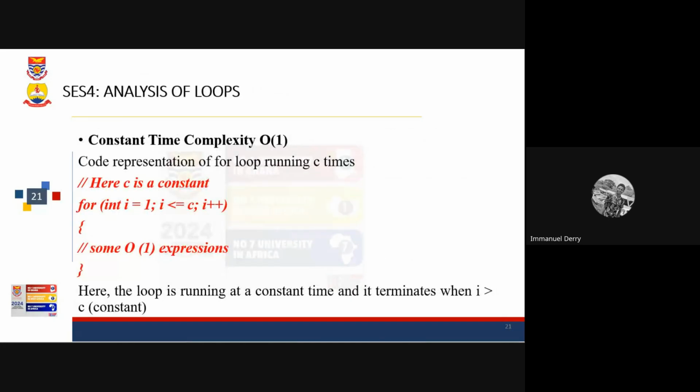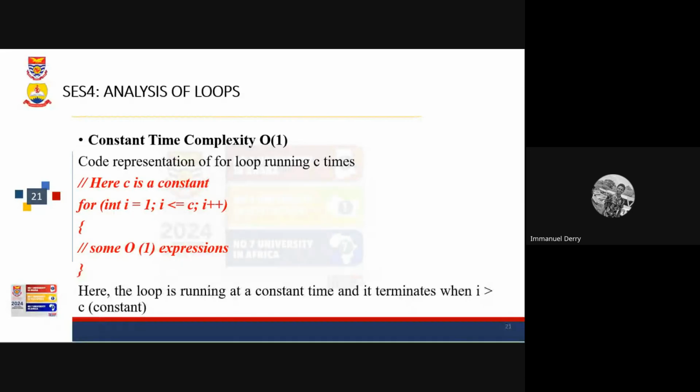All right. So let's talk about the constant time complexity of an algorithm. And if it is a constant time operation, this is how we represent that: big O of one. So you can be asked which of the following represent a constant time operation, and you should be able to choose the correct one. So let's look at the code representation: a for loop running C times.